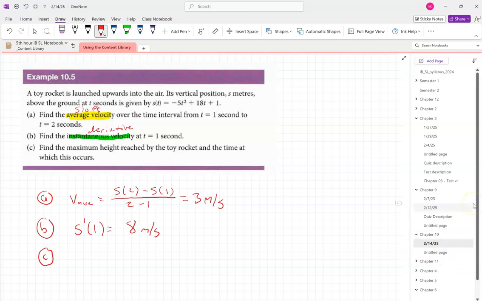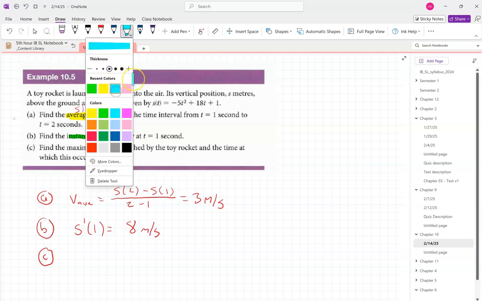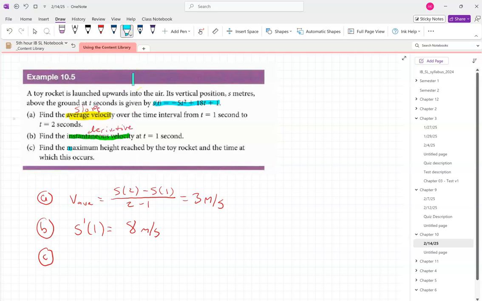Part C says, find the maximum height reached by the toy rocket and the time at which this occurs. Notice they're not so specific as to ask about the absolute or local maximum here. But look at the function for s of t. What type of function is s of t? Quadratic. What shape is the graph of a quadratic? Parabola. And looking at this equation, which way is that parabola going to open? Is it going to open up or down? Down. How many maxima can that have?